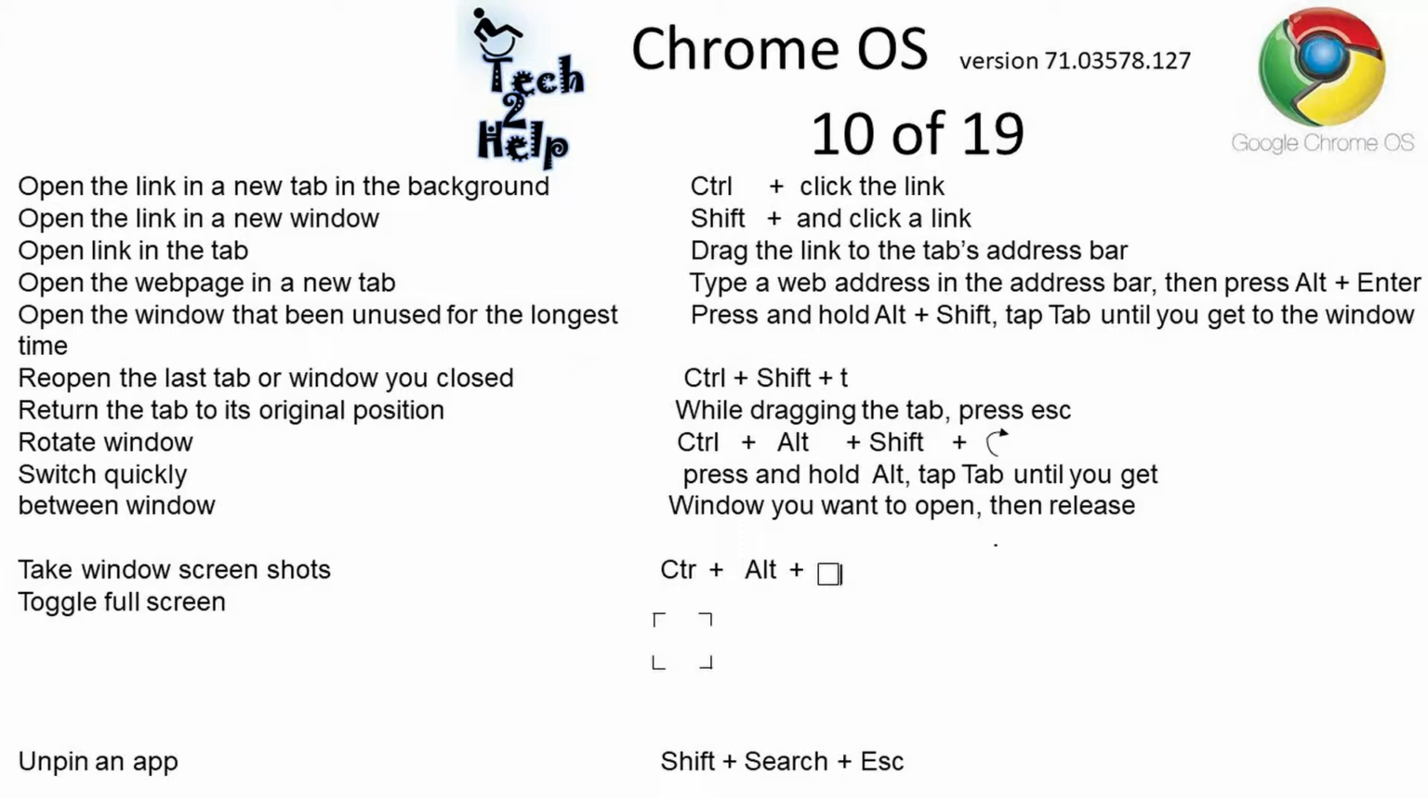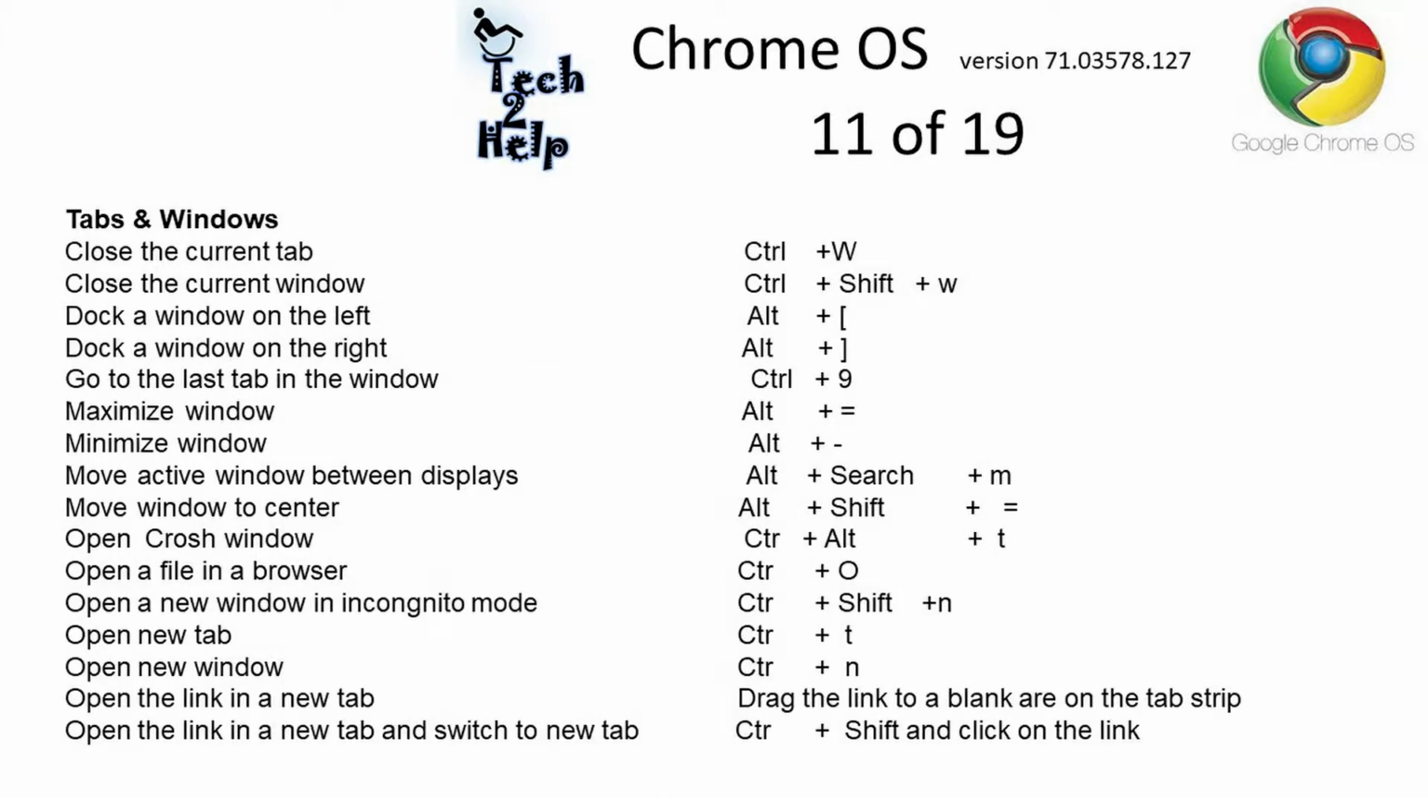Switch quickly between windows: press and hold Alt, tap Tab until you get to the window you want to open, then release. Take window screenshots: Ctrl plus Alt plus. Toggle full screen. Unpin an app: Shift plus Search plus Escape. Chrome OS version.